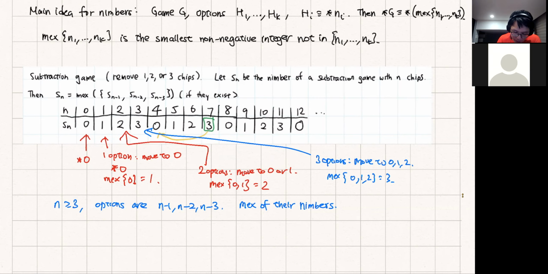For 3, you're looking at 0, 1, 2. For 4, you're looking at 1, 2, 3. For 5, you're looking at 2, 3, 1. For 6, you're looking at 3, 0, 1. And then you're looking at 0, 1, 2 again. So this pattern will just repeat constantly. Every fourth one is going to repeat.